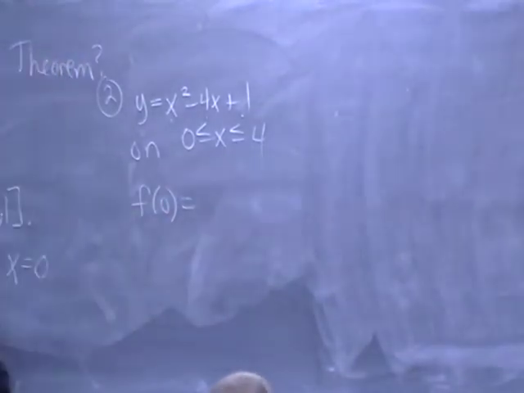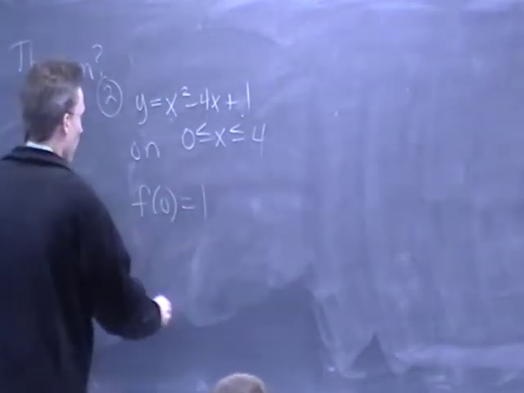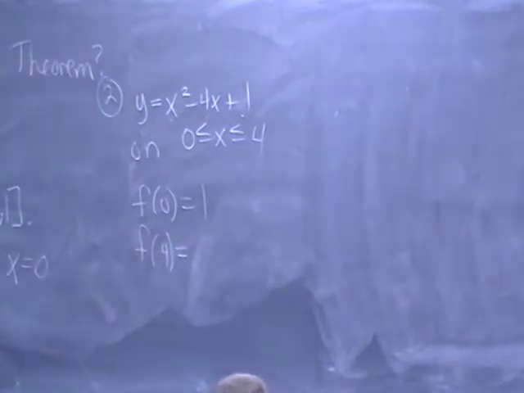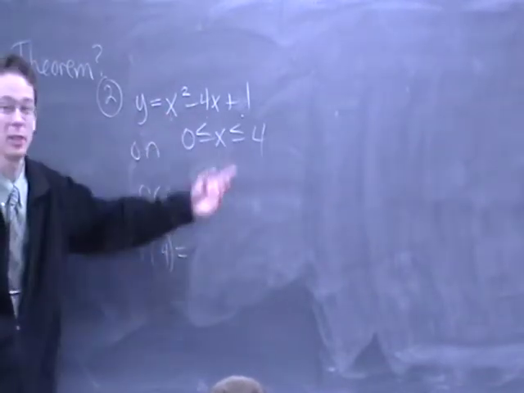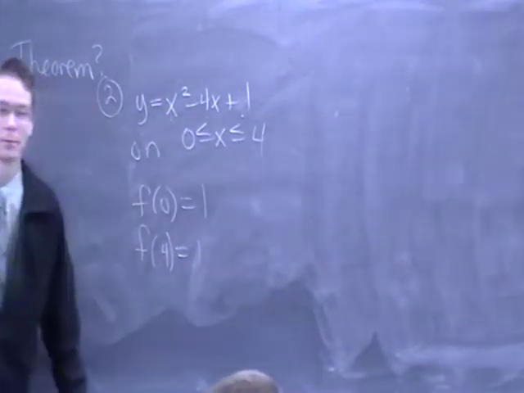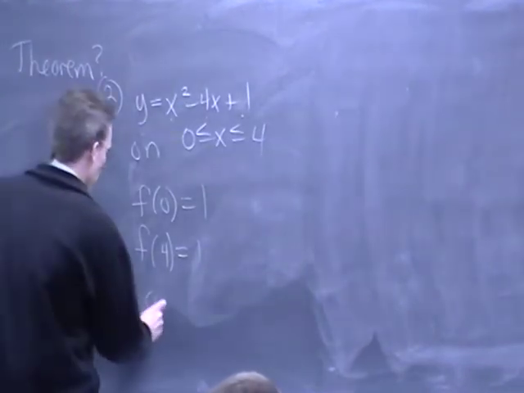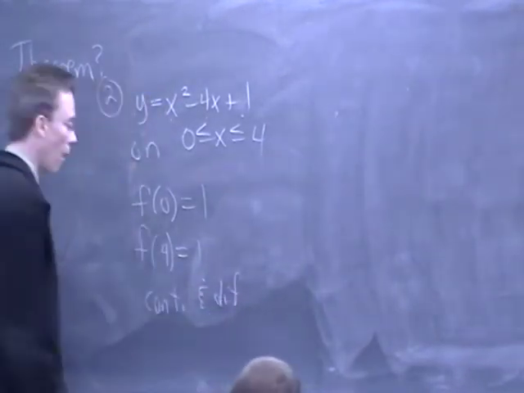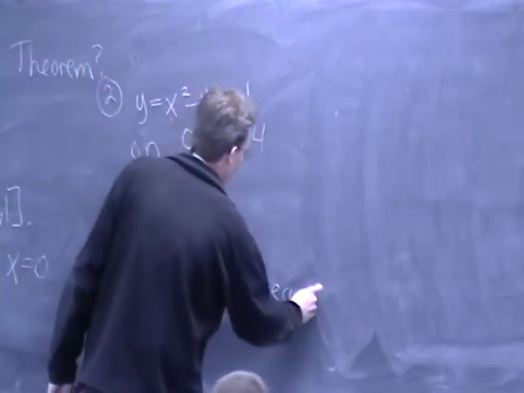What's f of 0? 1. What's f of 4? Yeah, it is 1. 16 minus 16 is 0. It'd be 1. So that works for us. It's continuous and differentiable because it's a polynomial function.